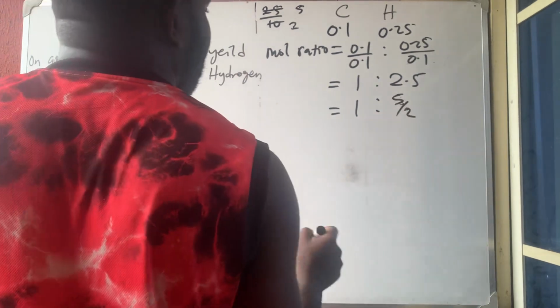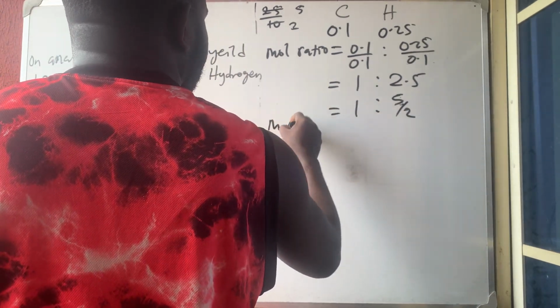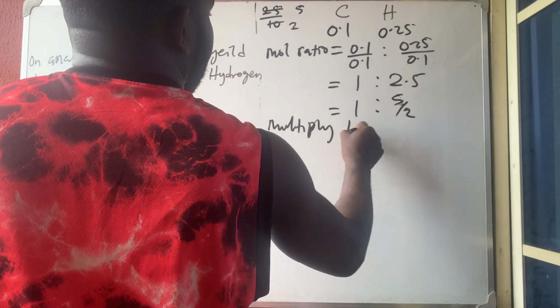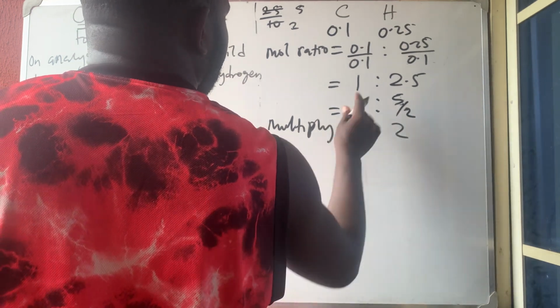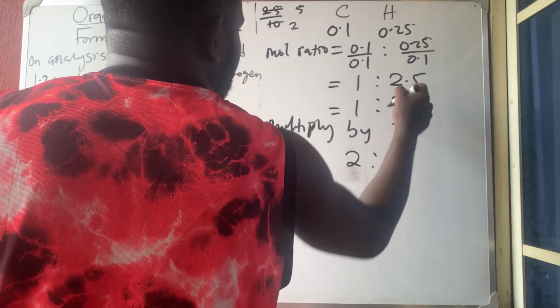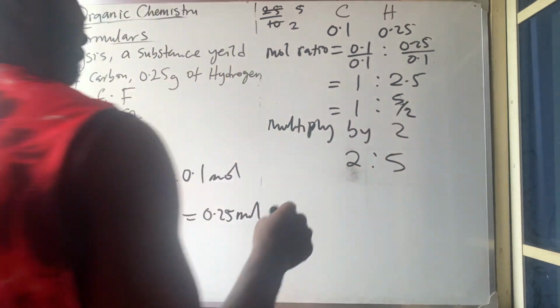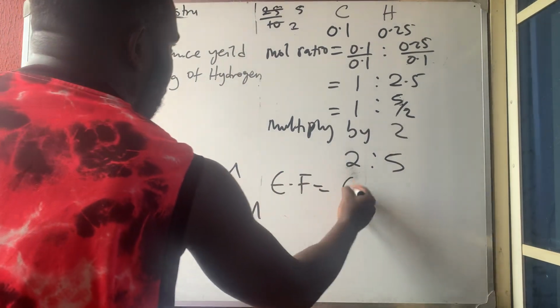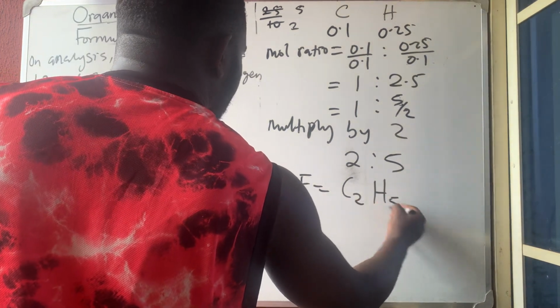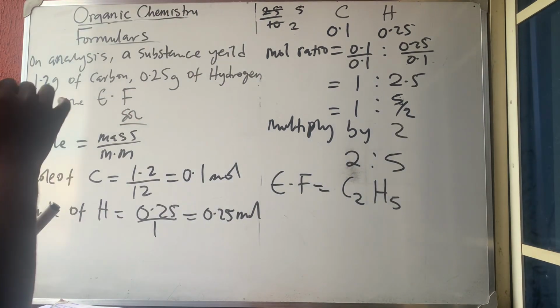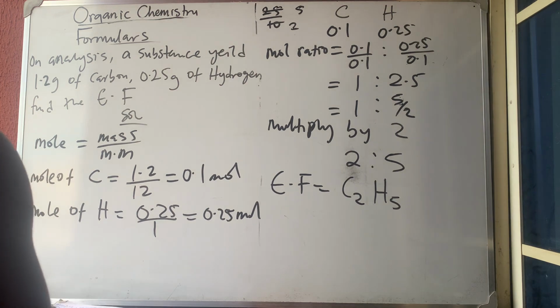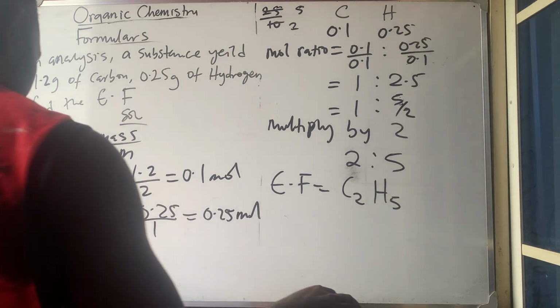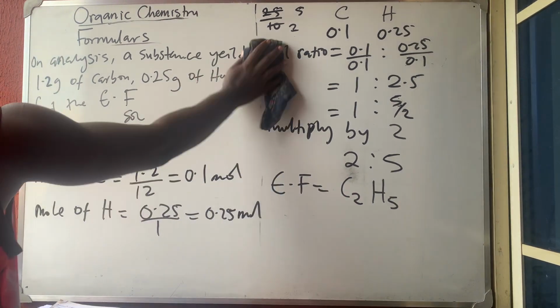So the denominator there is 2. Multiply everybody by 2. 2 times 1 is 2, to 2 times 2.5 is 5. So their ratio is 2 to 5. Therefore, the empirical formula is C2H5. C2H5 is the empirical formula. Okay? We keep moving.